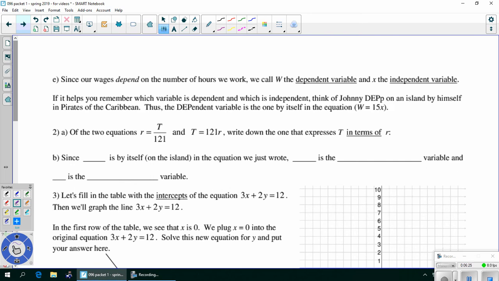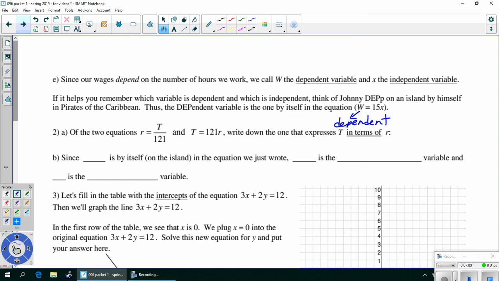In some cases, it's clear what the order is in terms of which variable depends on the other, but in other cases it isn't. The good news is if you have an equation in front of you, like W equals 15x or R equals T over 121, you can know right away which one is the dependent variable and which one is the independent variable, even if you don't know what the letters stand for. There's an easy way to know. So first of all, we said that in the equation W equals 15x, the letter W right here is the dependent variable. And it turns out that the dependent variable is always the letter that's by itself in the equation. Say again, the dependent variable is always by itself in the equation, and by process of elimination, the other variable must be the independent variable.